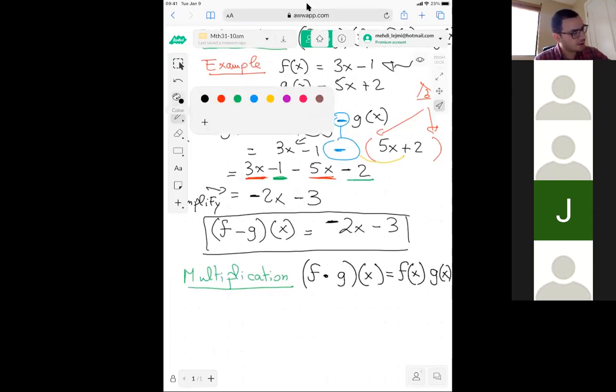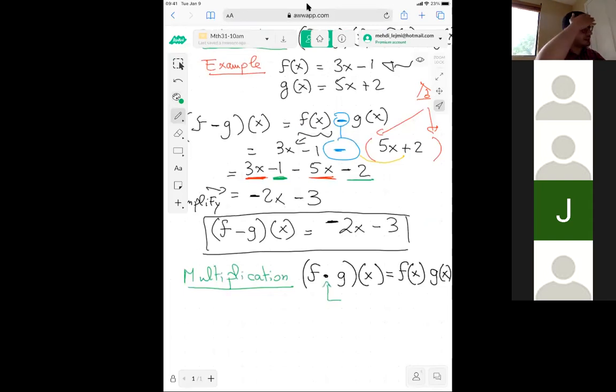Just be careful, because later we're going to see the composition of functions, and the symbol for composition of functions would be a small circle. So we're going to have dots and a small circle. Just be careful: dot means multiplication. It's just a product.